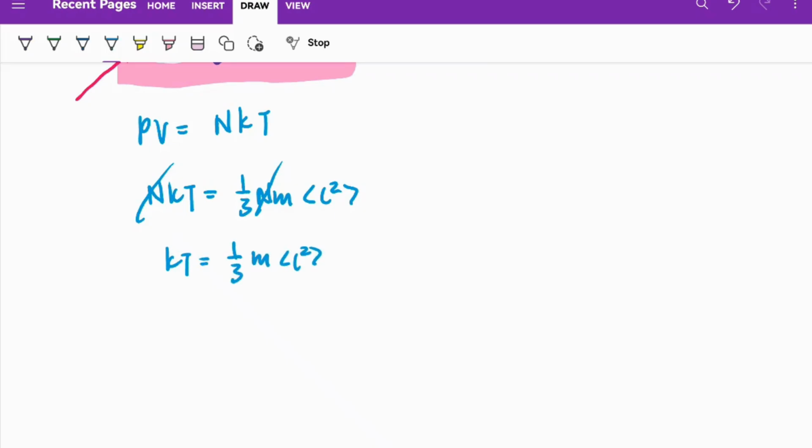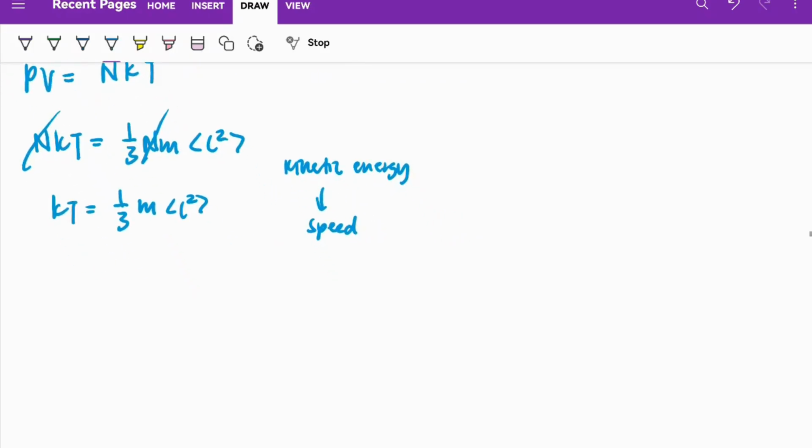Okay, so now when we talk about mean square speed, we can think about kinetic energy, right? Kinetic energy, because kinetic energy involves speed. And we know the formula of kinetic energy is 1 over 2 mv square.